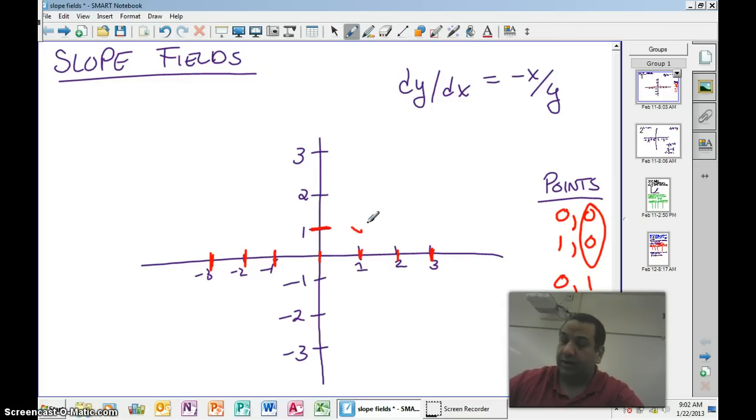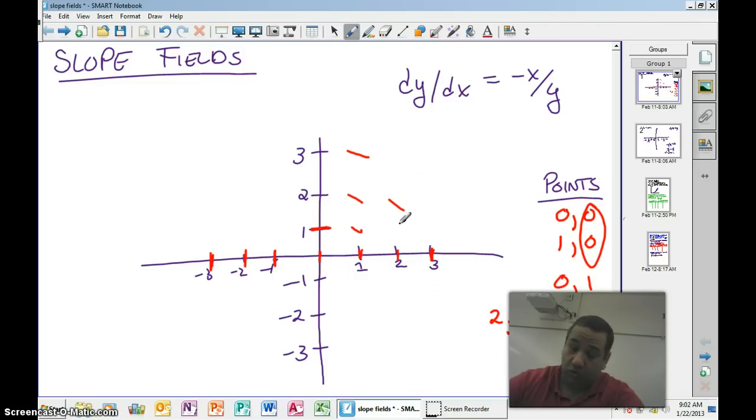Let's look at 1, 2. That's going to be negative 1/2, so it's kind of doing this. It's getting a little less. I don't know if that's less, you try the best you can. At 1, 3, it's even closer to 0, so it looks like that. Let's look at 2, 2. At 2, 2, it's negative 1. So it's negative 1 at 1, 1, and negative 1 at 2, 2.